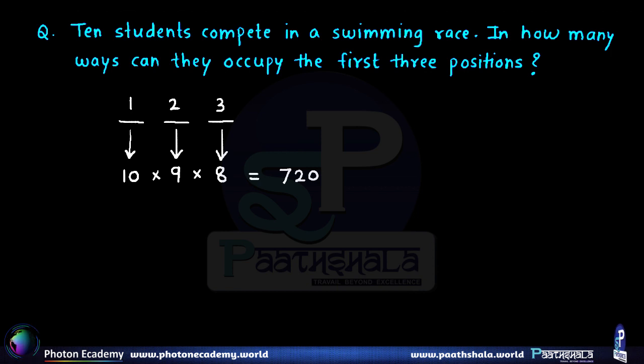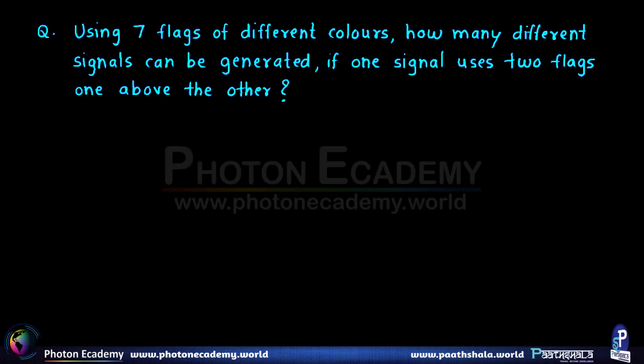Now here the assumption is that no 2 students can come together and finish the race. So that's the assumption. Let's move ahead to the next example. Using 7 flags of different colors, how many different signals can be generated if one signal uses 2 flags, one above the other?